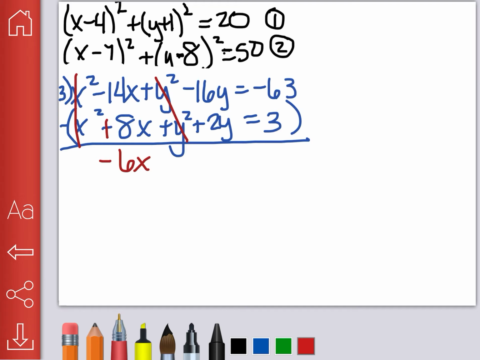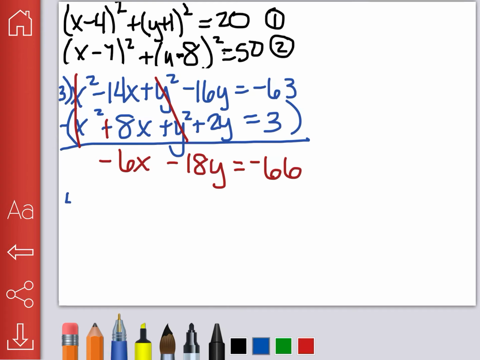So see what happens? We have x squared minus x squared, y squared minus y squared. That's exactly what we want to happen. Negative 16y minus 2y, that's negative 18y. That's perfect. We're okay with that. Negative 63 minus 3, that would be negative 66.